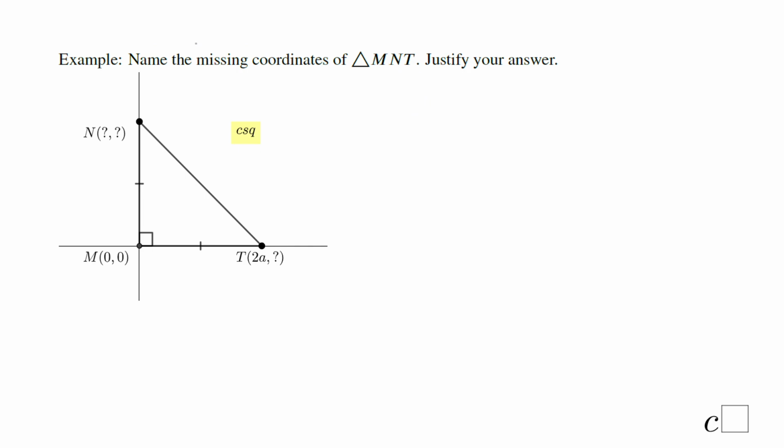My next example is very similar. We have now an isosceles right triangle. So let me write that here, triangle MNT is an isosceles right triangle. A very, very special right triangle, or a very, very special isosceles triangle.